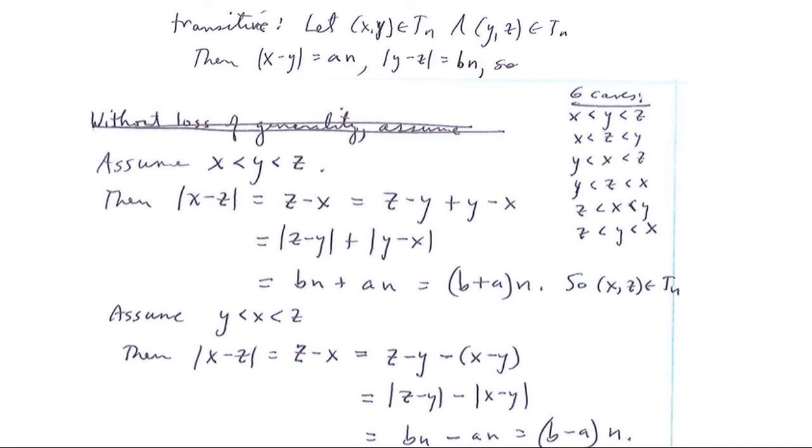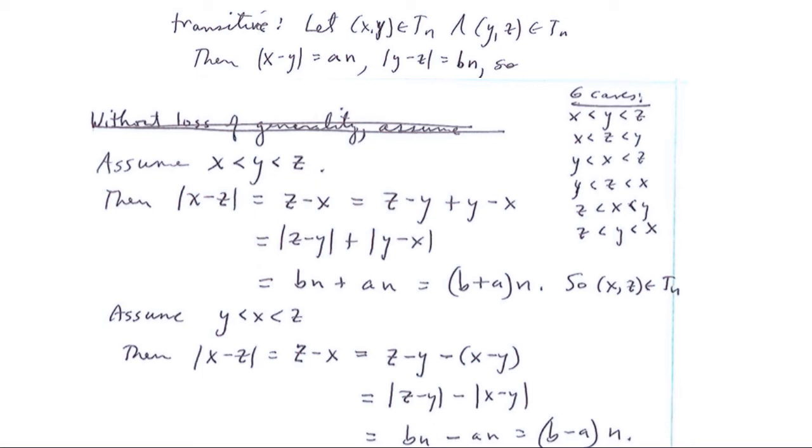And now there's a bunch of different cases we have to take into account: the relative positions of x, y, and z. There are 6 of them. We know that because there are 6 permutations of 3 elements in a set, so I can put these 3 things in 6 different orders. Okay, 3 factorial. And I'm only going to consider one of them. Let's assume that x is less than y is less than z. Then the absolute value of x minus z is equal to z minus x.